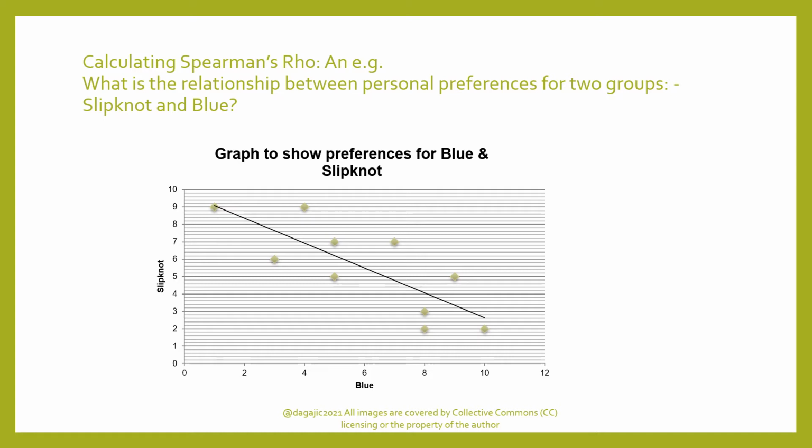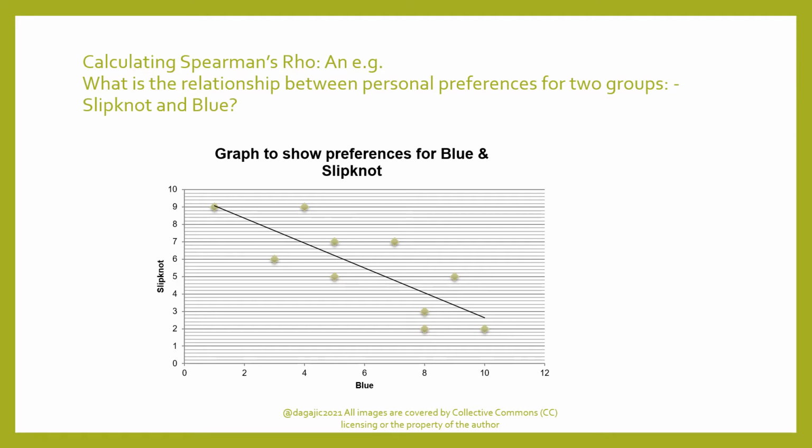So let's have a look at an example. What's the relationship between personal preferences for two groups? So Slipknot and Blue, for example. Participants have been asked to rate these two bands out of 10. So 10 being they're my favourite to 1 or 0 being I really don't like them very much.